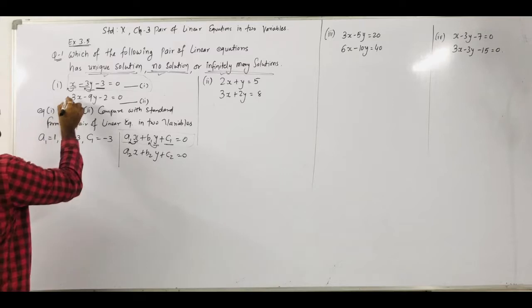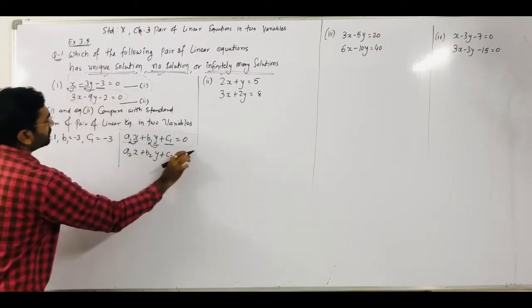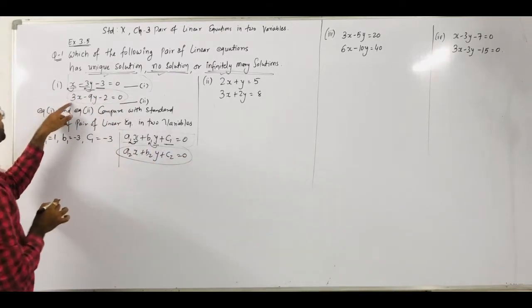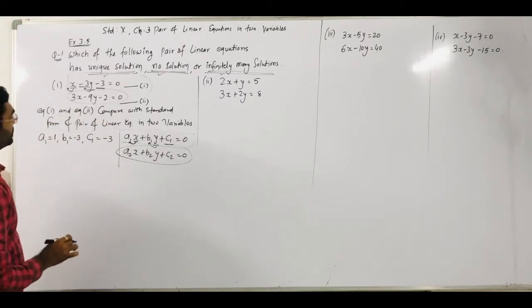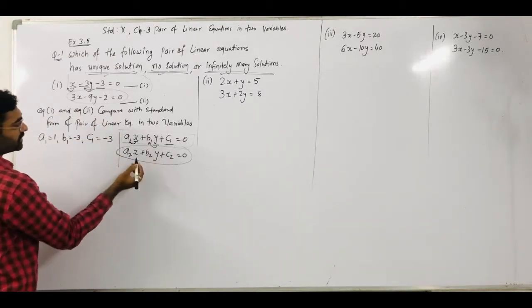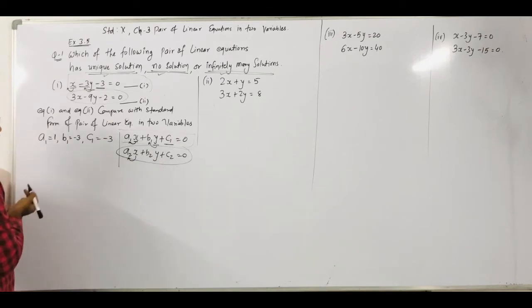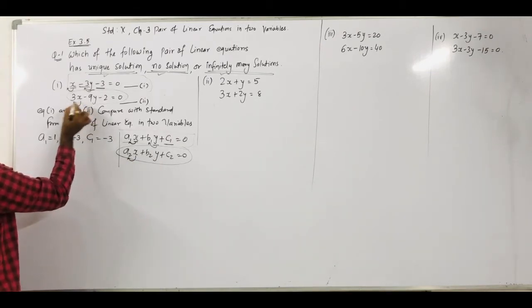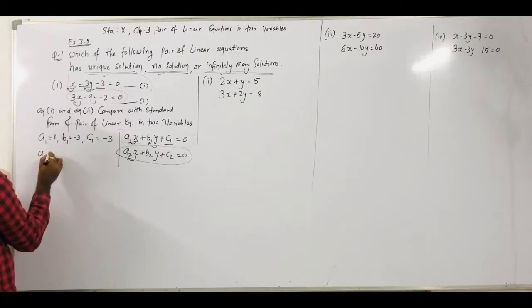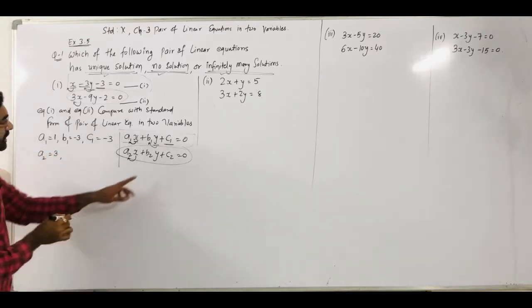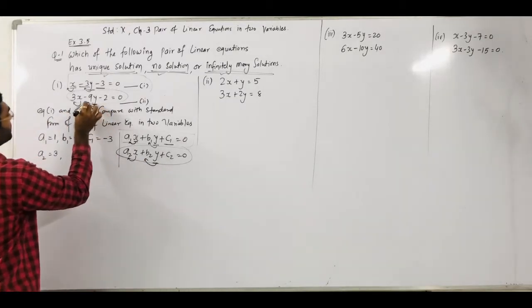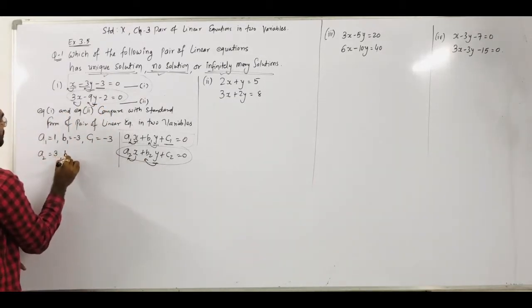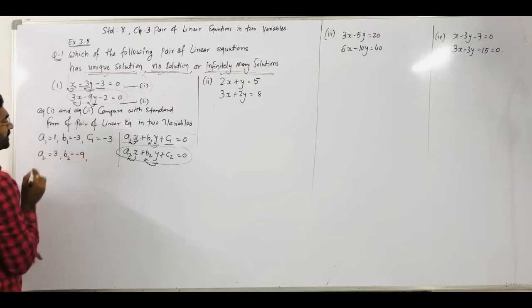Now we have to compare the second one. Of the given linear pair of equations, we compare the second equation with the second equation of the standard form, in which we get the a2, b2 and c2 values. a2 means the x coefficient. Here the x coefficient is plus 3. The a2 value is 3. Right? In standard form, y's coefficient is b2. In the given linear pair of equations, y's coefficient is minus 9. So the b2 value is minus 9.